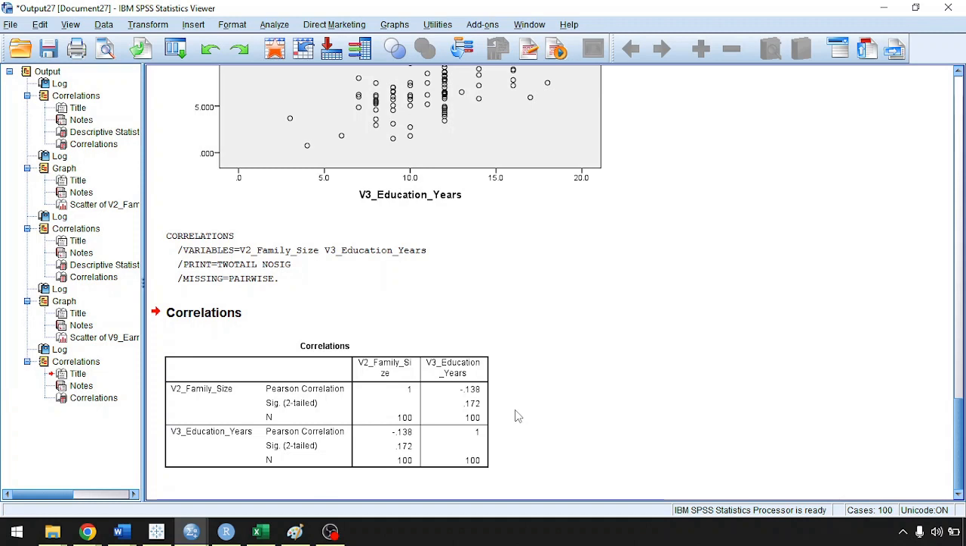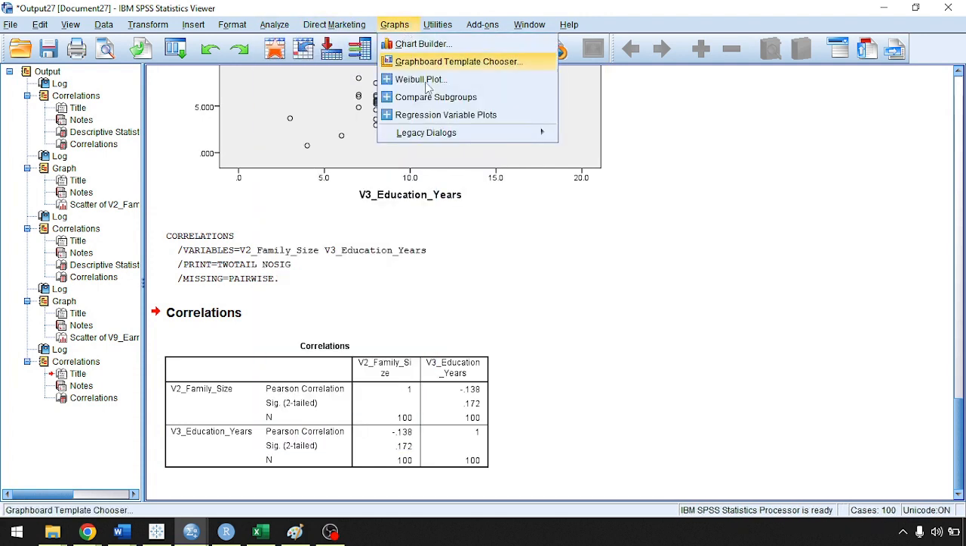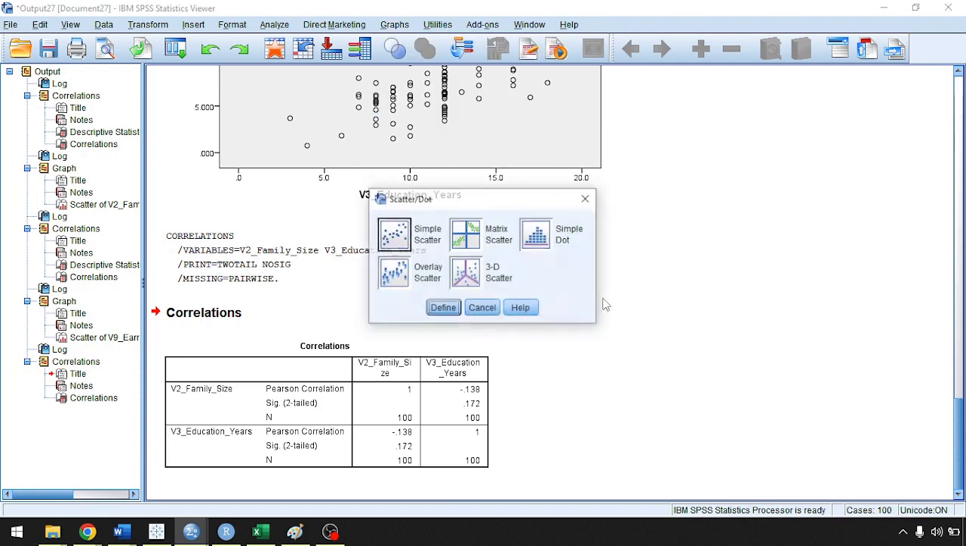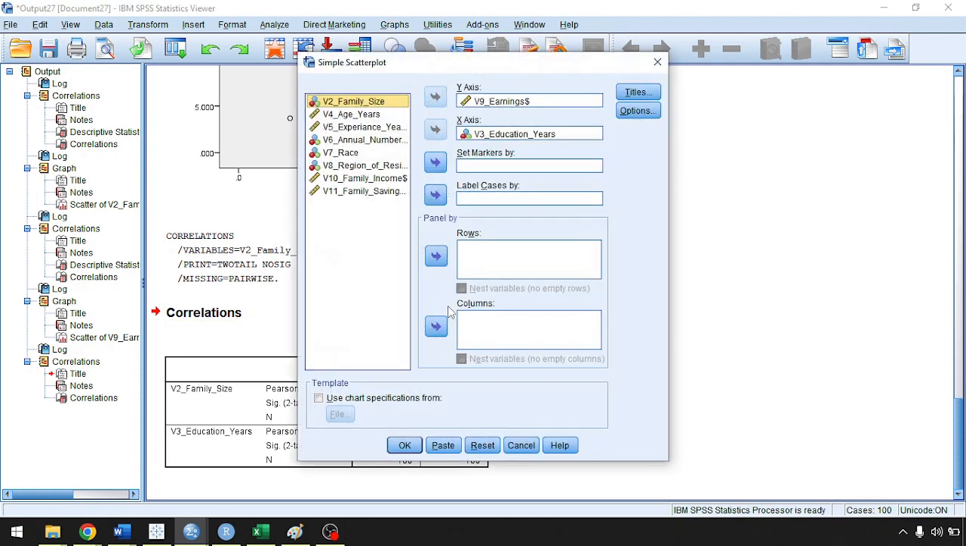Not only that, but also, as you can see, the statistical significance shows that this is also not statistically significant. It's 0.172. This is above 0.05, even above 0.10. Excuse me. Let's look at this relationship on the chart by going to scatter plot, simple scatter plot, and then it was family size versus years of education.